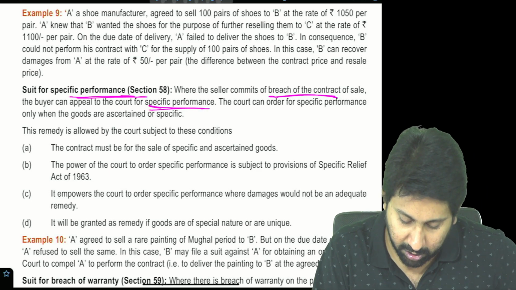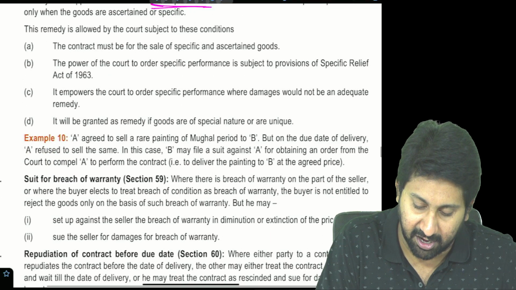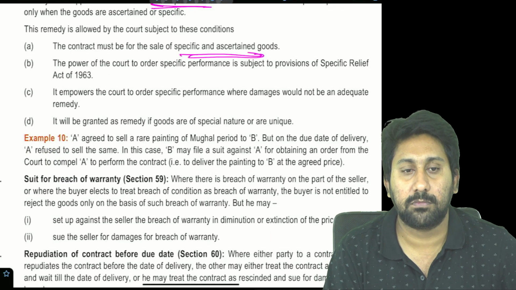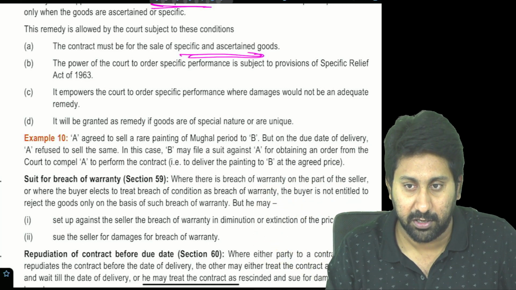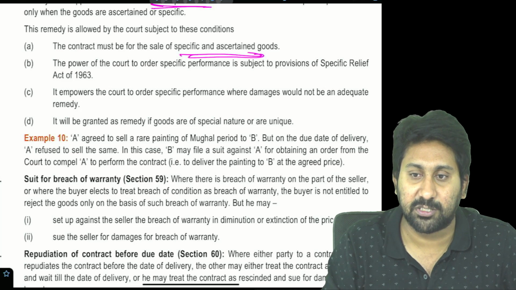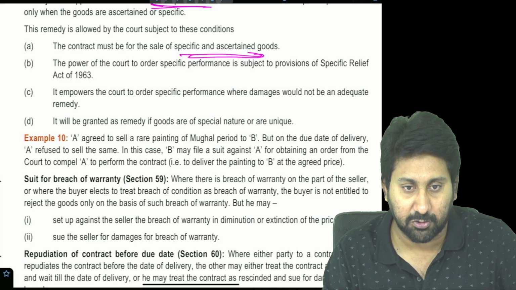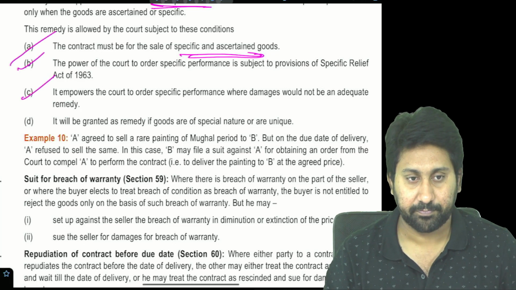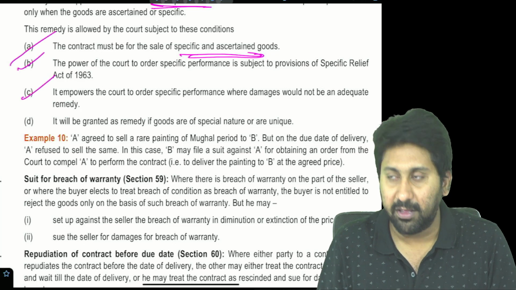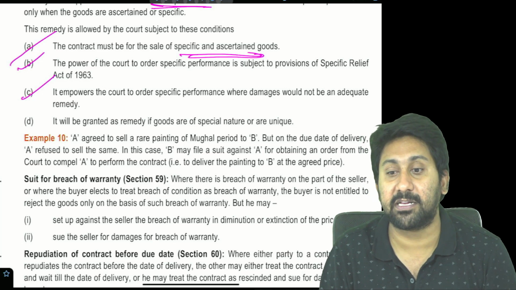Contract must be for sale of specific and ascertained goods. Specific goods are ascertained; you said that these goods. The power of court is under an act called the Specific Relief Act. It empowers the court to order specific performance where damages would not be an adequate remedy. For example, this happens in the case of hospitals, etc.